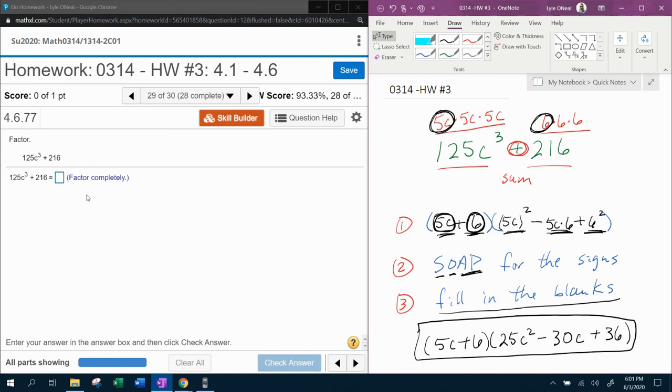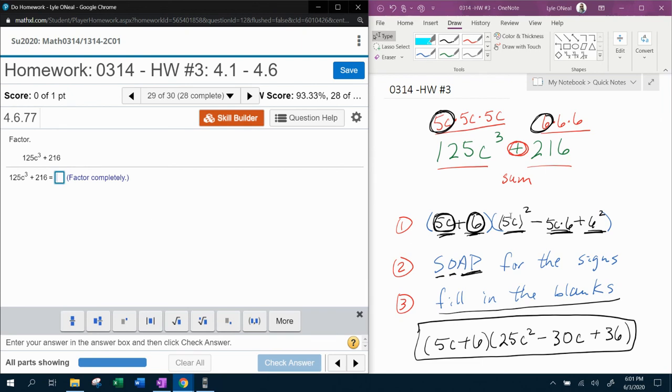And I know it looks a little confusing. There's a lot going on, but once you do this, I don't know, 10 or 20 times, it becomes super easy, okay? And that was a joke. You don't have to do it 10 or 20 times for it to be easy. 5c plus 6, and then we're going to have 25c squared minus 30c plus 36.